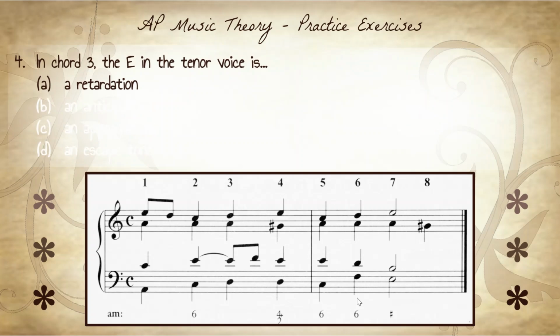Correct answer is A. The non-chord tone in chord 3 is a retardation. The note E is part of chord 2 and is held over into chord 3 and resolves upward to the note that is in the chord.